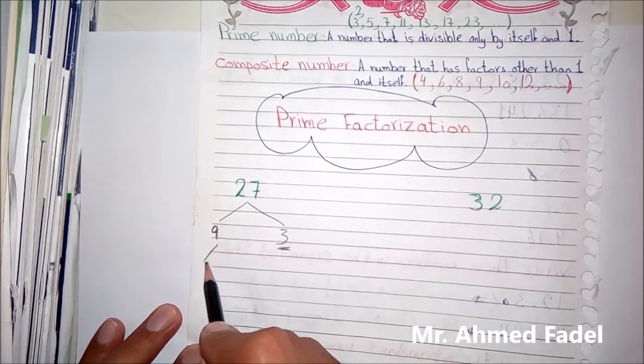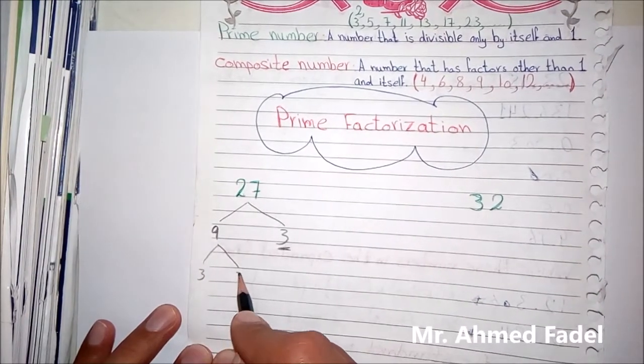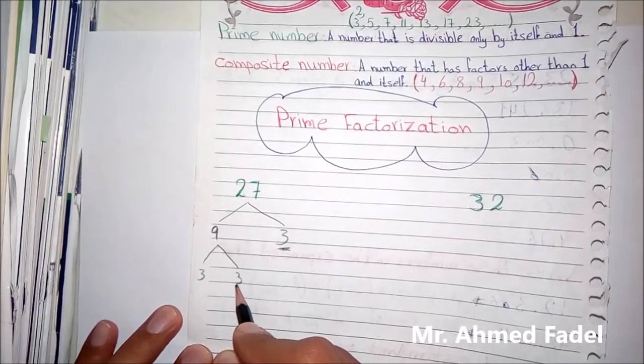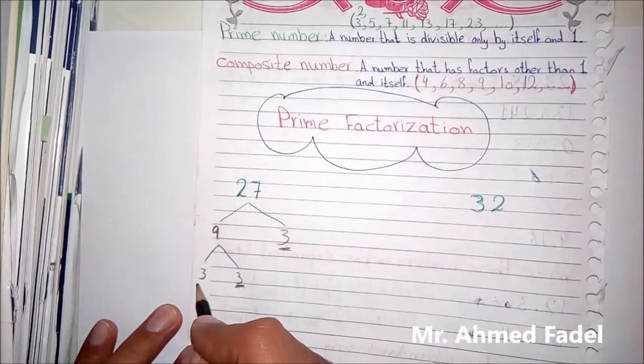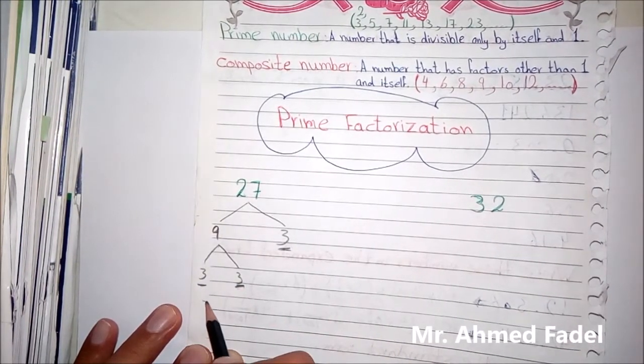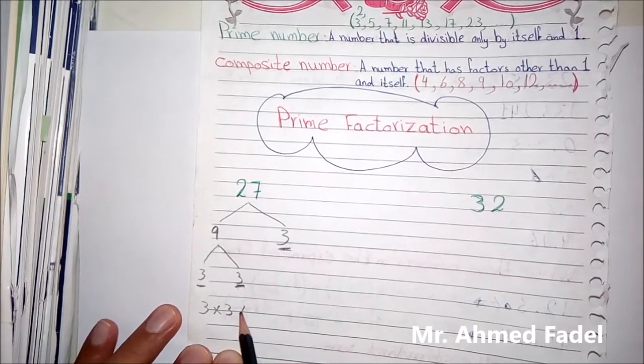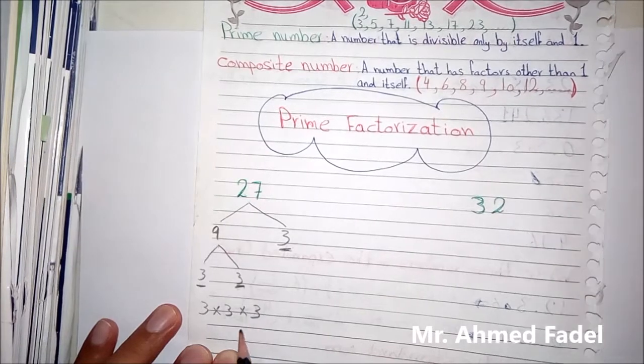Then Yassine said that it's going to be 3 times 3. And the 3, I cannot continue after this. So what are the 3 prime numbers that we have? It's 3 times 3 times 3.